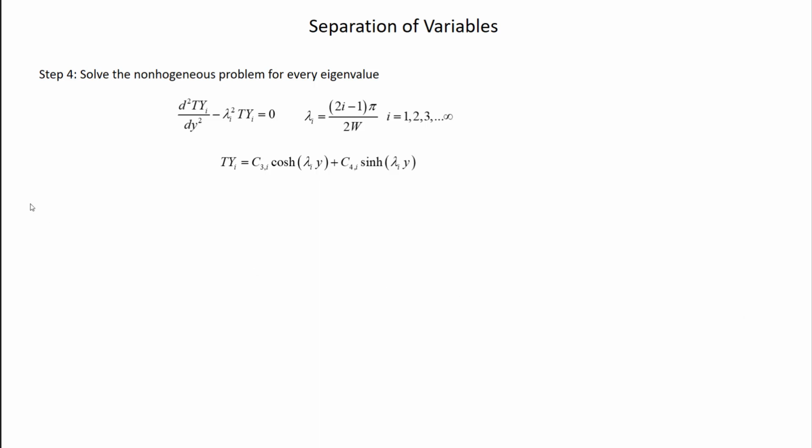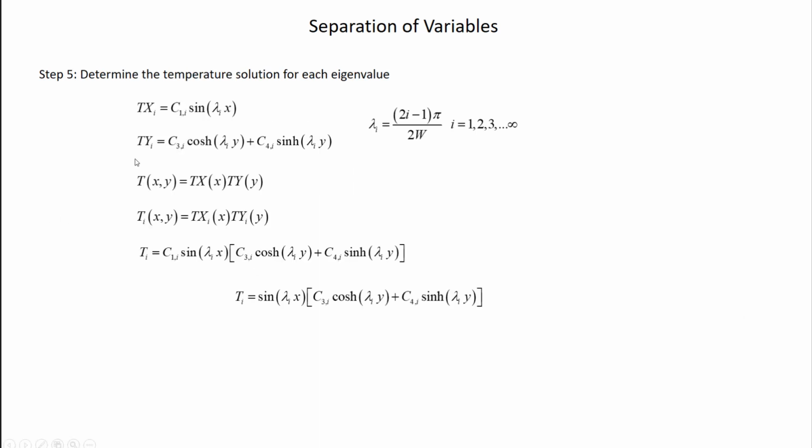Okay, so then the next step is to determine the temperature solution for every eigenvalue. If you think about it, our temperature solution is the product of Tx and Ty. We've now got a solution for Tx, it's given here. We've got a solution for Ty, it's given here. We have one of these for every one of these eigenvalues, right?